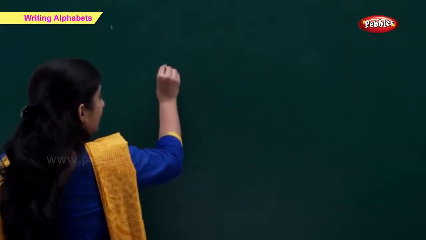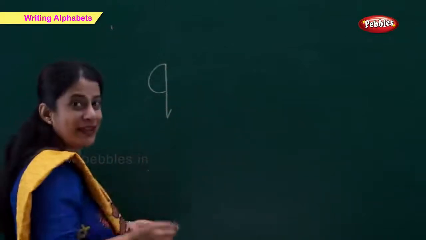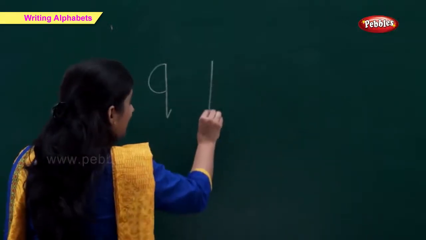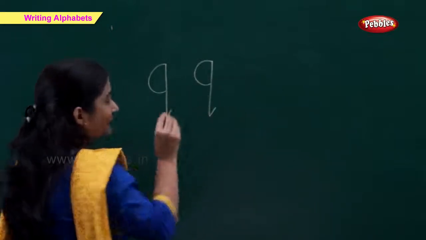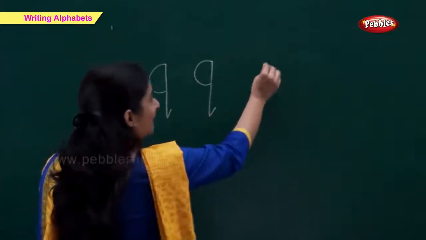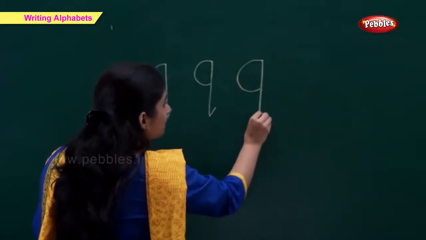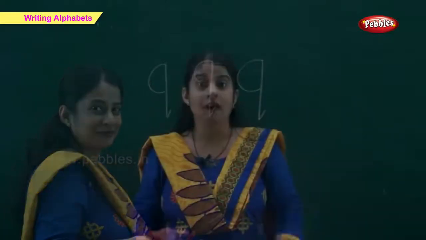Now we are going to write Q. A small q. Standing line with a curve and a small cross line makes Q. Again, standing line with a curve and a small cross line makes Q.